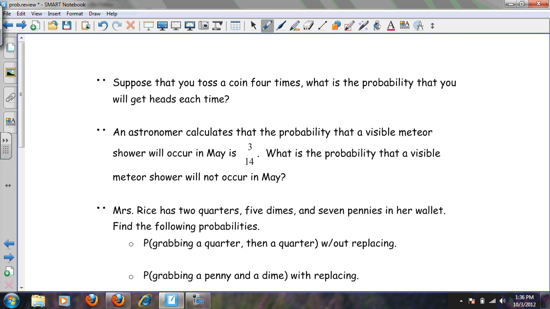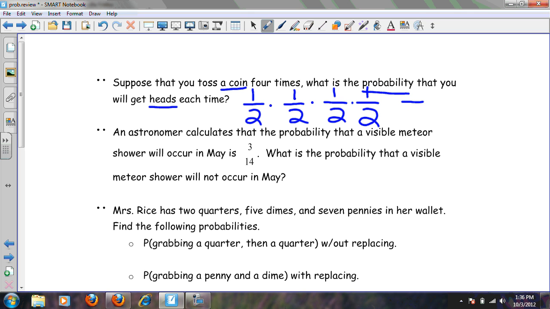Moving along, suppose that you're going to toss a coin 4 times. What is the probability that you will get heads each time? What is the chance that I'll get heads the first time? It's a 1 in 2 chance. What's the chance I'm going to get heads the second time? 1 in 2 chance. What's the chance the third time? A 1 out of 2. And the fourth time again, 1 out of 2.